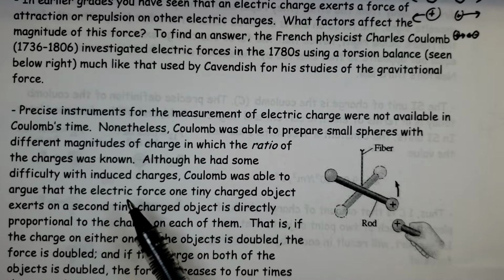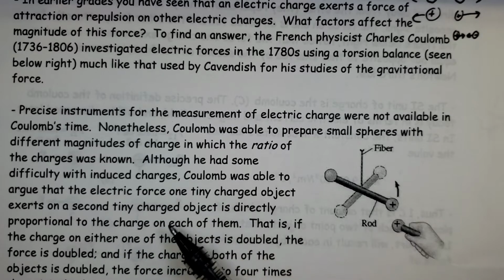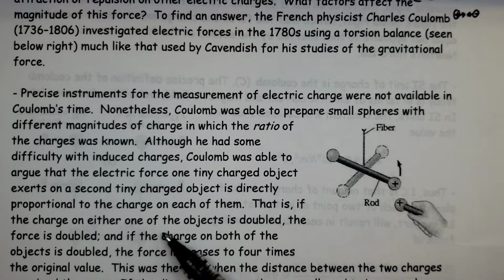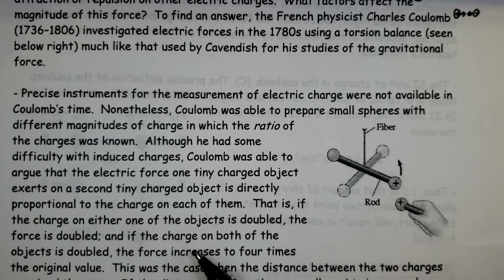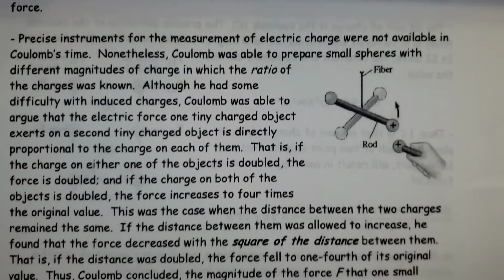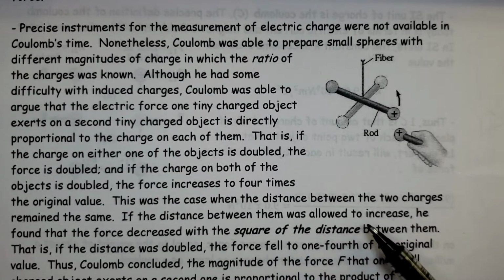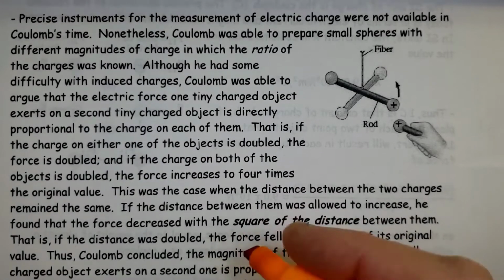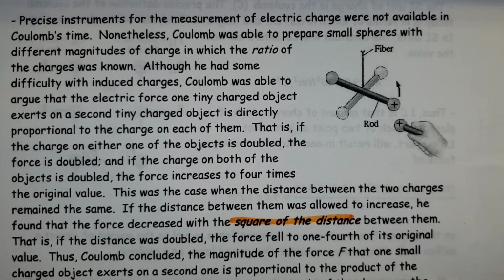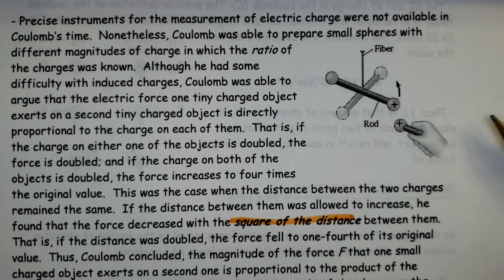Although he had some difficulty with induced charges, Coulomb was able to argue that the electric force one tiny charged object exerts on a second tiny charged object is directly related to the charge on them. So the more charged, the greater the force. That is, if the charge on either one of the objects is doubled, the force is doubled. If the charge on both of the objects is doubled, that's 2 times 2, 4 times the original value. This was the case when the distance between the 2 charges remained the same. If the distance between them was allowed to increase, he found that the force decreased with the square of the distance. And this is very familiar because it's the same relationship as we saw with gravitational force.